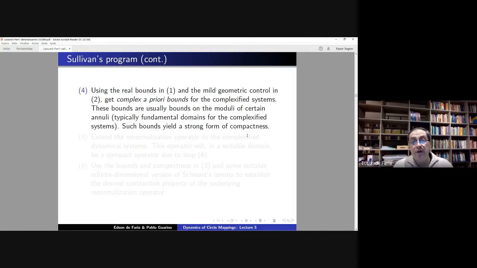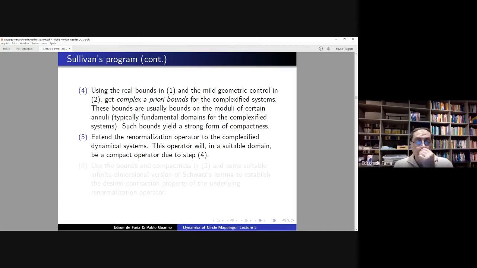And once you have that, you have a form of compactness. So you deduce that you're actually in a compact set of maps in your space. All right. So then this fifth step is really, I already kind of more or less spoke about it in the third step.